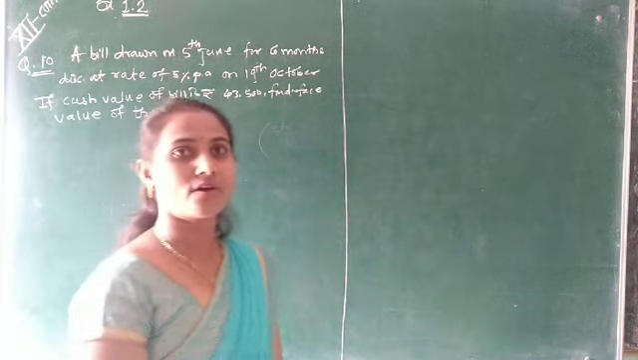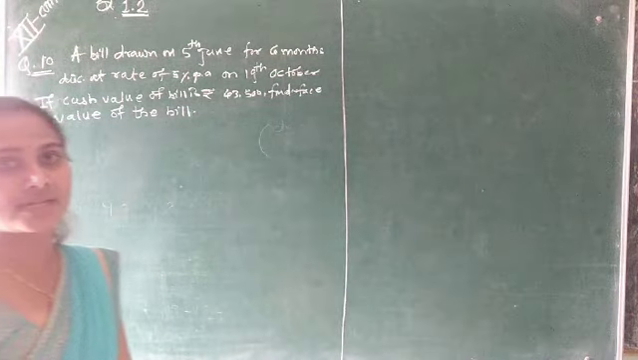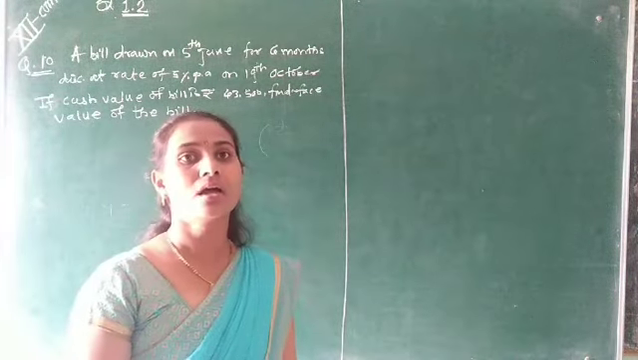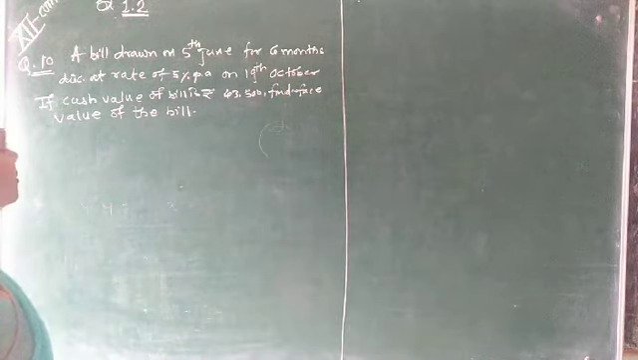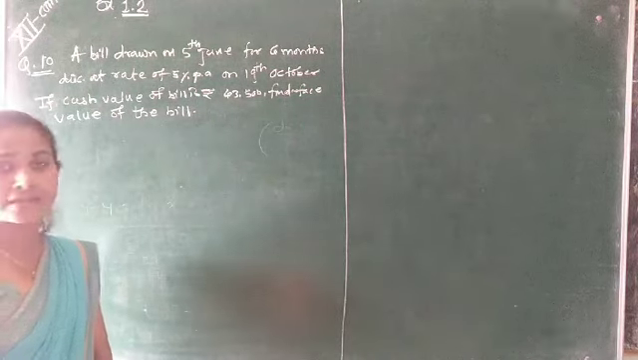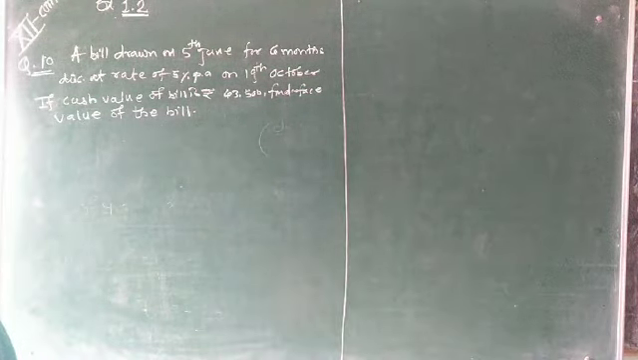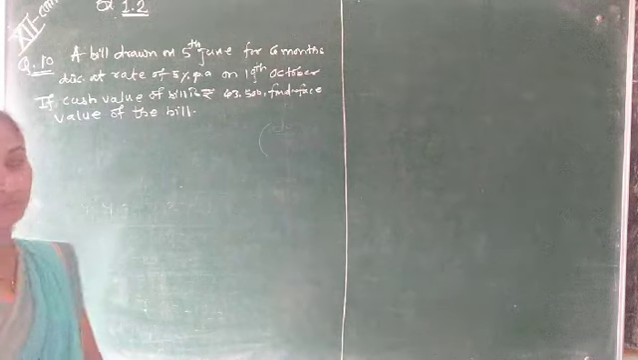In the last lecture we solved the questions up to number 9. Now we are going to see our next question in exercise 1.2, question number 10. What is given? A bill drawn on 5th June for 6 months, discounted at the rate of 5% per annum on 19th October. If the cash value of the bill is rupees 42,500, then find the face value of the bill.